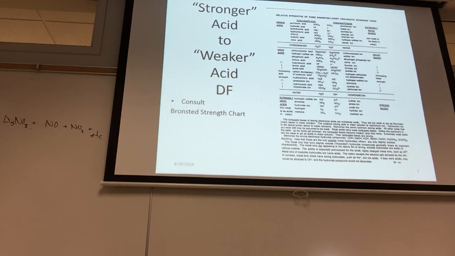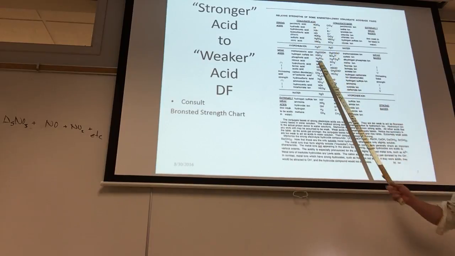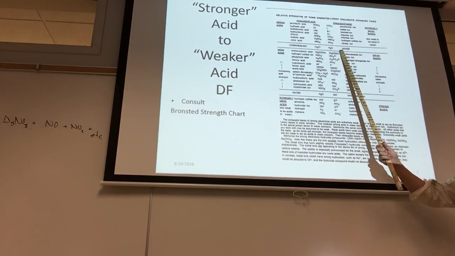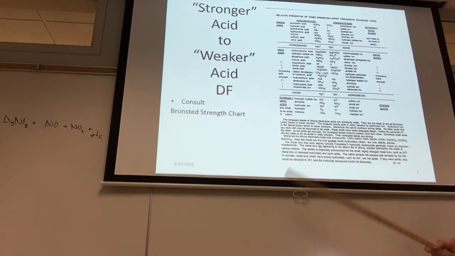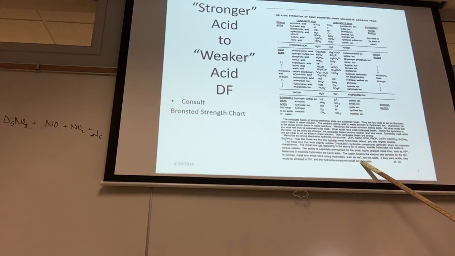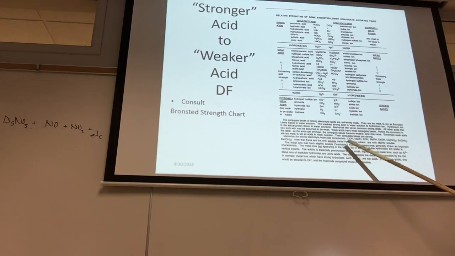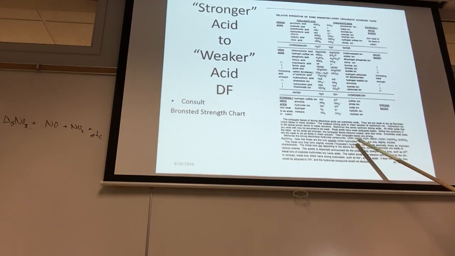The stronger the acid here, the higher up it is, and then we have the conjugate bases over here. The stronger the conjugate base, the lower down it is. Then you could read these. Do you ever read these little footnotes here? A lot of people don't, but you should read all the captions and the footnotes. A lot of information.